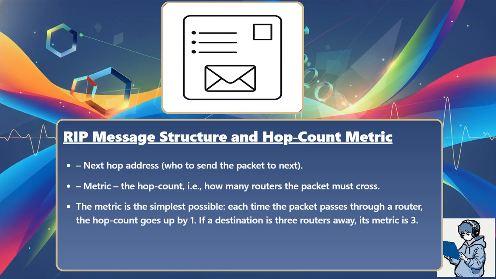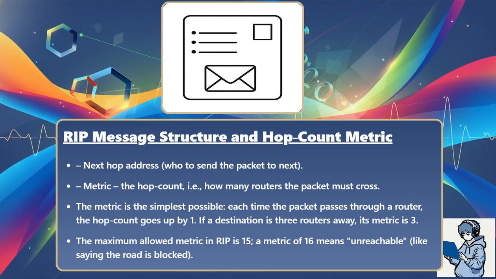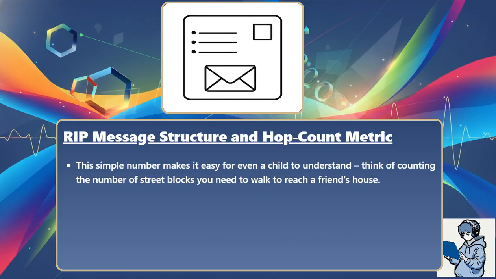The metric is the simplest possible. Each time the packet passes through a router, the hop count goes up by 1. If a destination is 3 routers away, its metric is 3. The maximum allowed metric in RIP is 15. A metric of 16 means unreachable, like saying the road is blocked. This simple number makes it easy for even a child to understand. Think of counting the number of street blocks you need to walk to reach a friend's house.